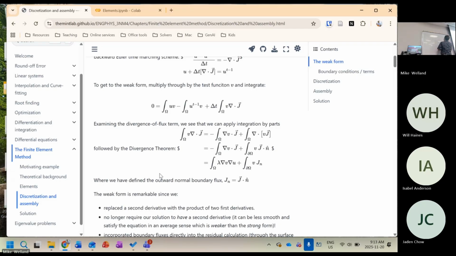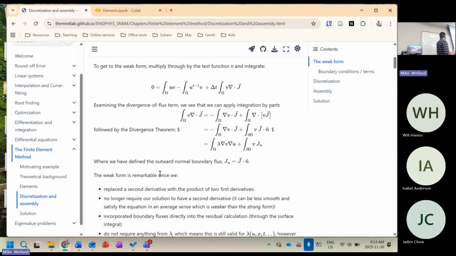So when you did this, negative divergence of J, what you would get is divergence lambda. Everybody follow that one? How many derivatives are on U? Right? So you've got the divergence of the gradient. First in time, second in space. How many gradients are on U now? This is the weak form at this point.